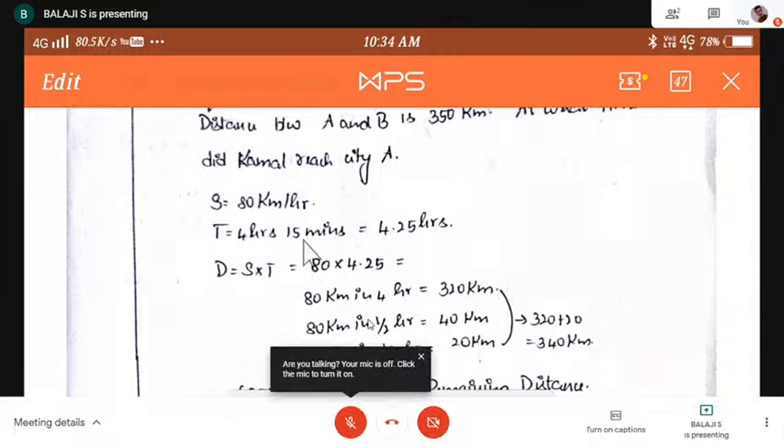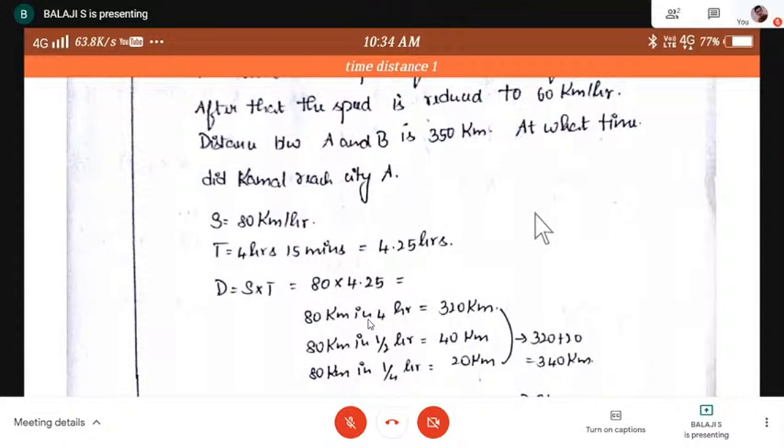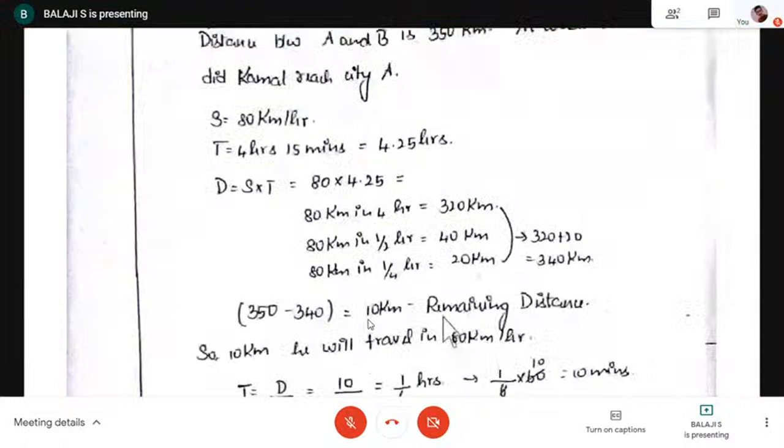Okay, the total distance given is 350 kilometers. See here, what is the remaining distance? 350 minus 340, which is equal to 10 kilometers. That is the remaining distance. Now you must find out the time he takes to travel those 10 kilometers.